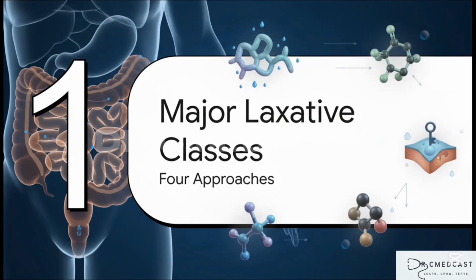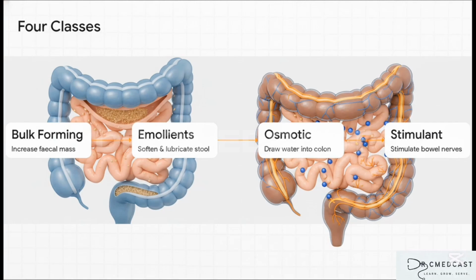So, how do we actually go about managing constipation with medications? Well, there are really 4 main strategies, and each one has its own unique way of working. Let's break those down. The big 4 are bulk-forming agents, emollients, which you probably know as stool softeners, osmotic laxatives, and finally, stimulant laxatives. Each of these tackles the problem from a different angle. One adds mass, one softens things up, one draws in water, and the last one directly stimulates the bowel. Think of them as 4 completely different tools in your clinical toolkit.